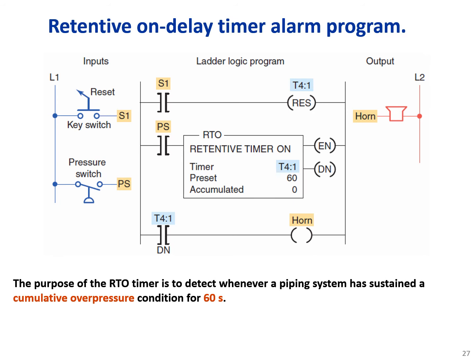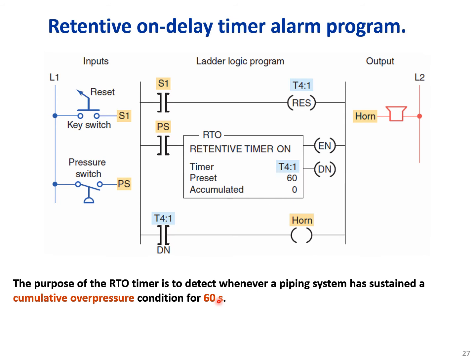Here we have one example for a retentive on-delay timer alarm program. Here we have one horn, and here we have one key switch to reset the timer, and we have a pressure sensor. So what is the purpose of the retentive on-delay timer? It is to detect whenever a piping system has sustained an accumulated overpressure condition for 60 seconds.